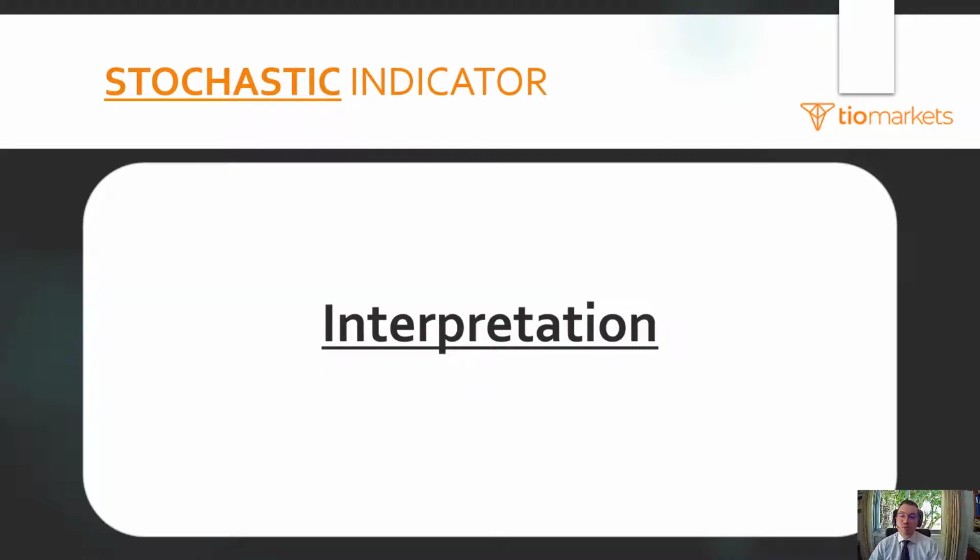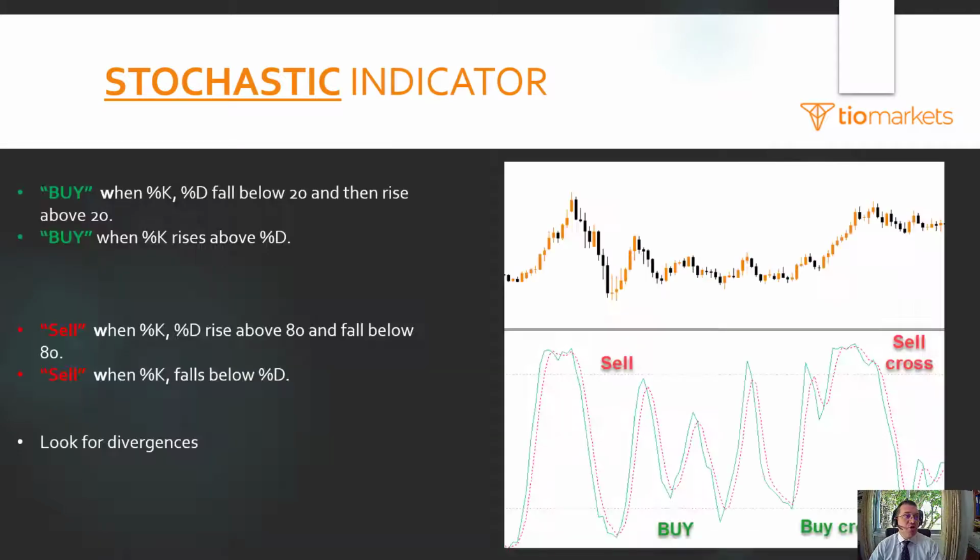So let's put a bottom line to this and make it simple. So the interpretation is we're buying when percentage K falls below percentage D and then rises above 20. So where's our buy? Our buys are going to come here. This is 20. You're going to get an alert when the percentage K falls below 20.